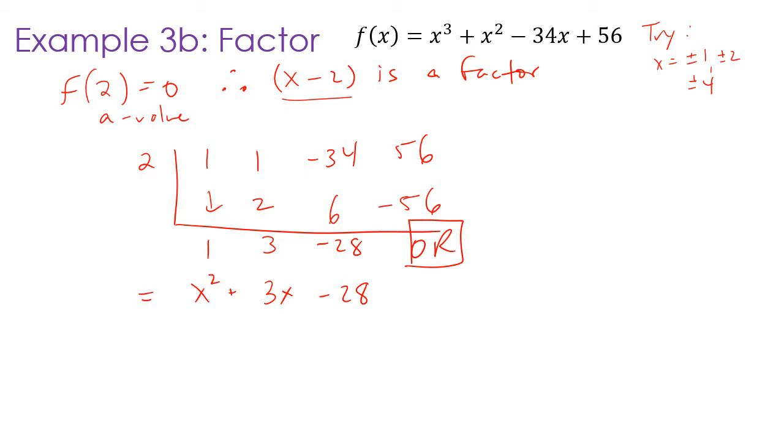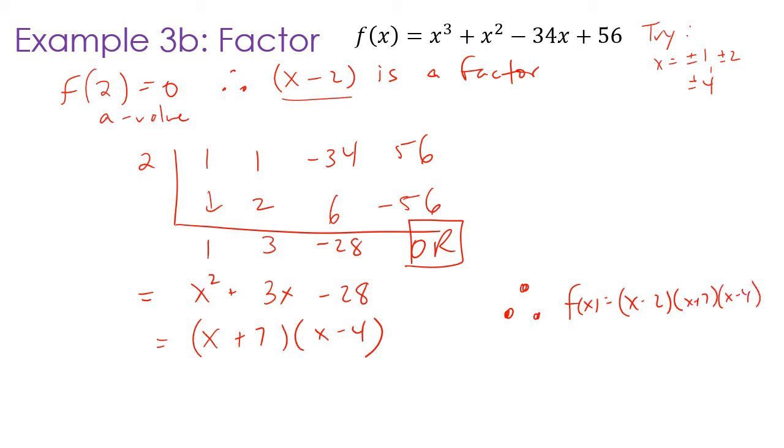Now you just have to factor that, which is just a simple trinomial. Hopefully you remember from grade 10 and 11 how to factor that. Two numbers that multiply to negative 28, add to 3. Hopefully you're thinking x plus 7, x minus 4. We have now successfully factored it all the way. Therefore, f of x equals our first one, x minus 2, and then x plus 7, x minus 4.